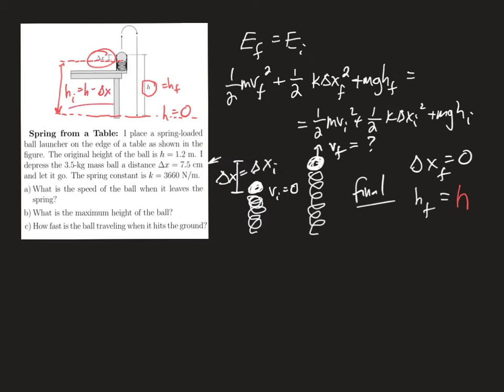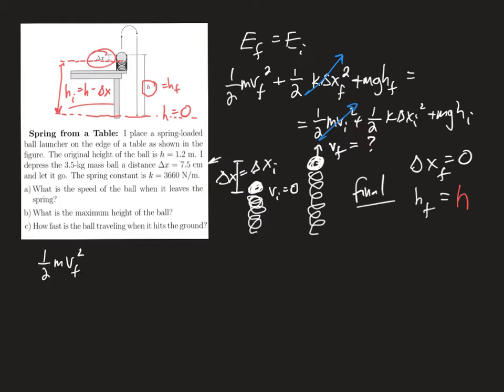So now I can set all the parameters in my energy equation. I can come down here and rewrite my energy equation. The initial velocity is 0, so that goes away. The final compression of the spring is 0, so that goes away. Those are all the things that should be 0, right? Yes, I'm looking for VF. So that should be it. Now I can copy down that equation, putting in all the decisions that I've made here.